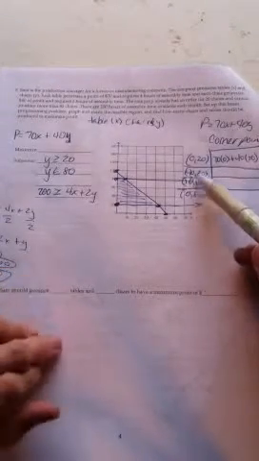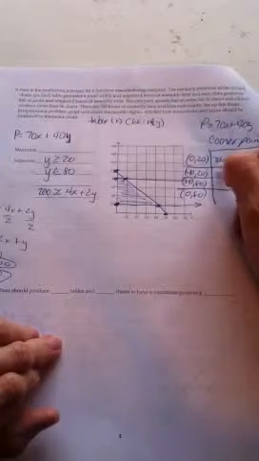If we have 40 tables and 20 chairs, let's see what we would make. So 40 goes in for x, 20 goes in for y, and that would be 2800 plus 800. So that would be 3600, a lot more than that. Let's try the (10, 80).